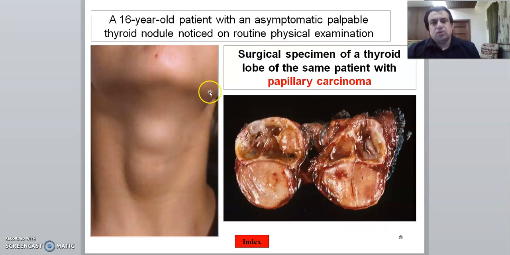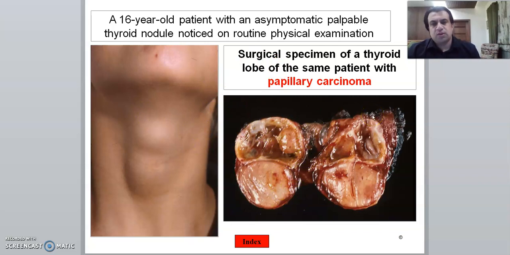Now this is a scenario. A 16-year-old female presented with an asymptomatic palpable thyroid nodule noticed on routine physical examination. Specimen of the thyroid: the same patient turns out to be papillary carcinoma. So it was a normal 16-year-old female with just one nodule, and eventually on dissection it turned out to be a papillary carcinoma.